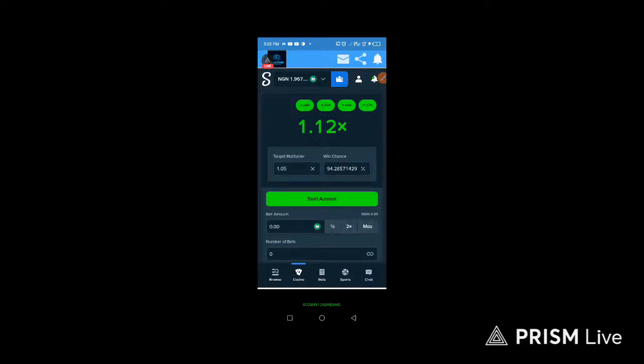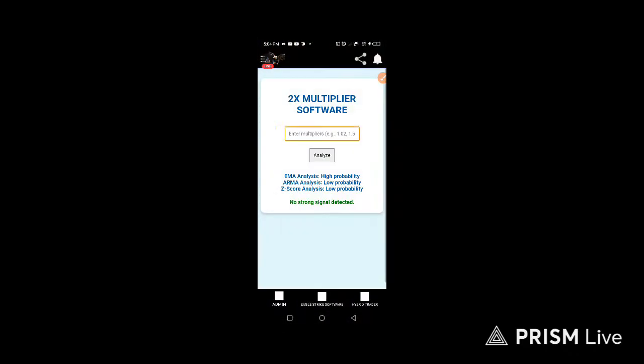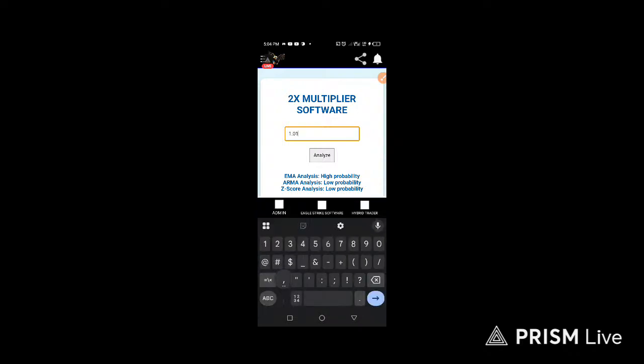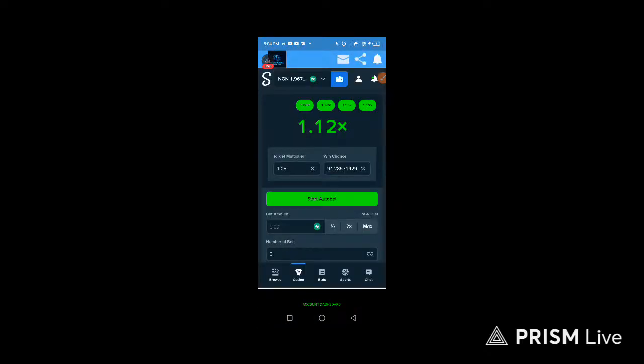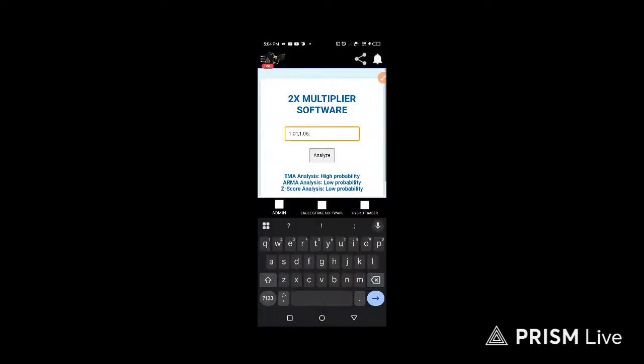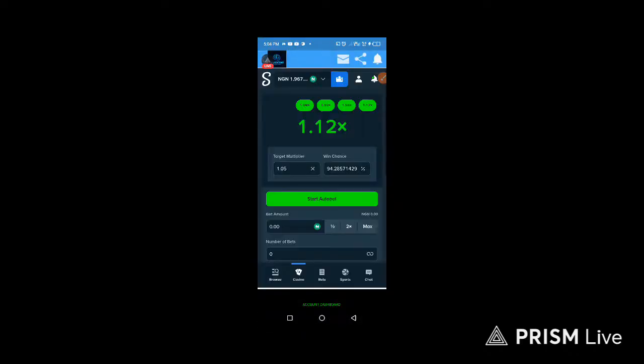We have 1.01, 1.06. 1.92, 1.56, 1.12. It's not a strong signal, so we have to scrap it. You have to patiently scrap it and say you are not buying. It's as simple as that. You are not interested in that price. The price is not fair. So you have to let it go.